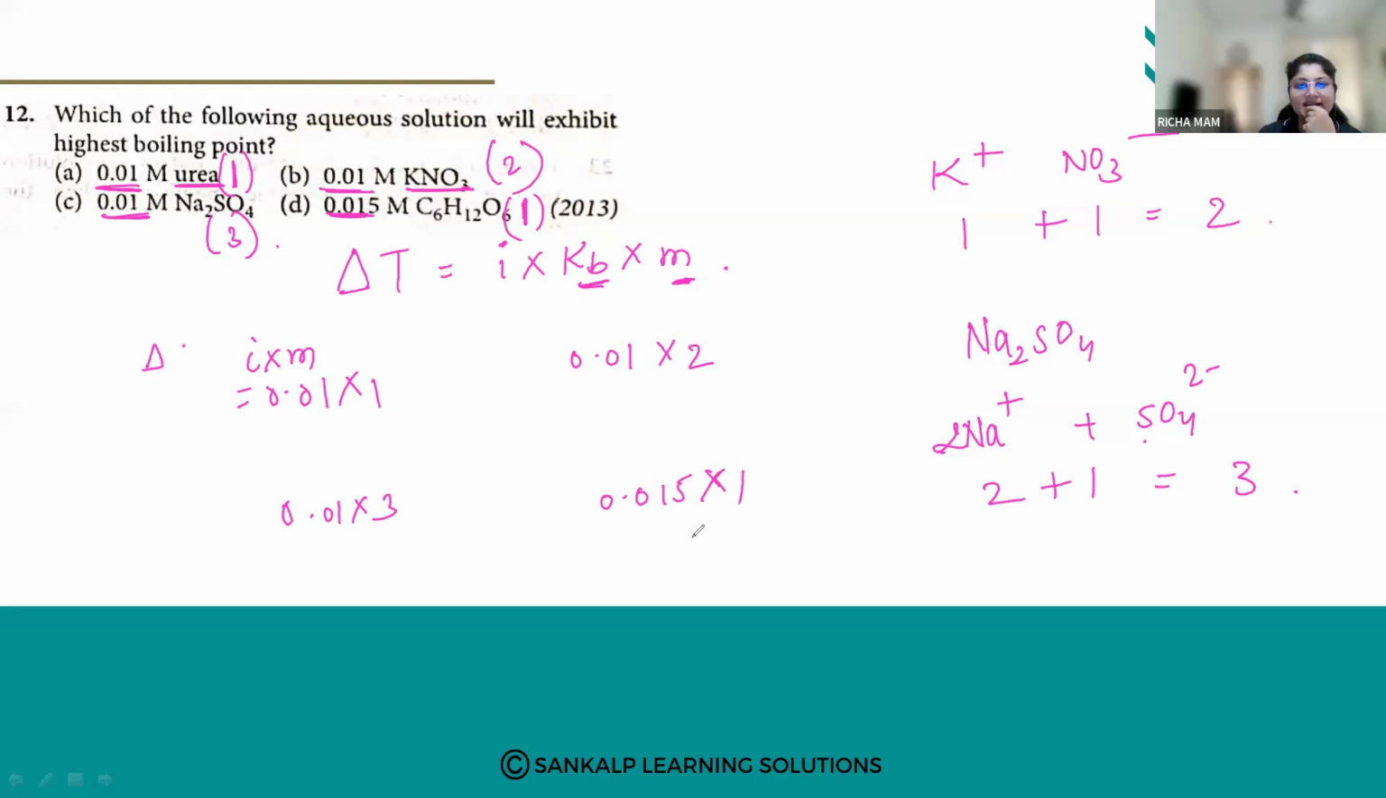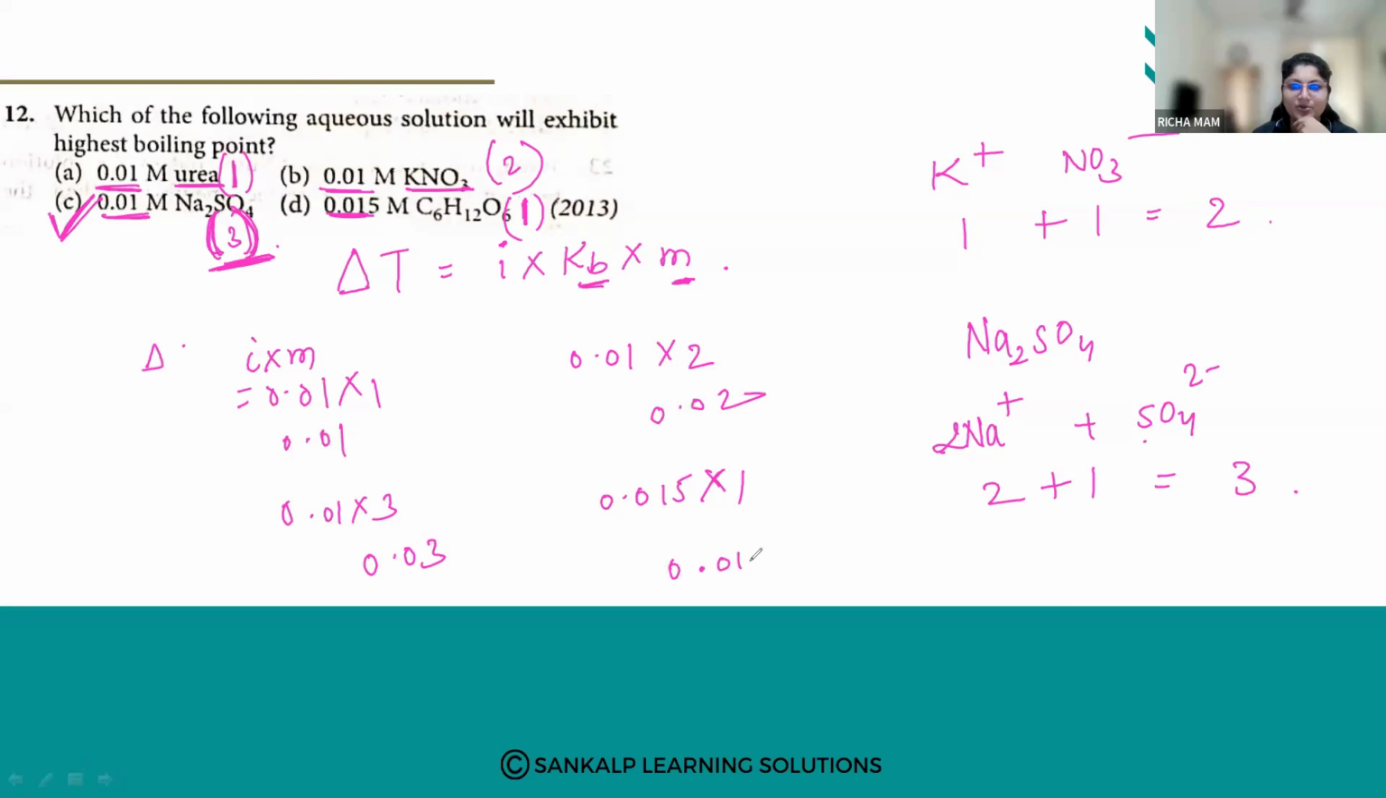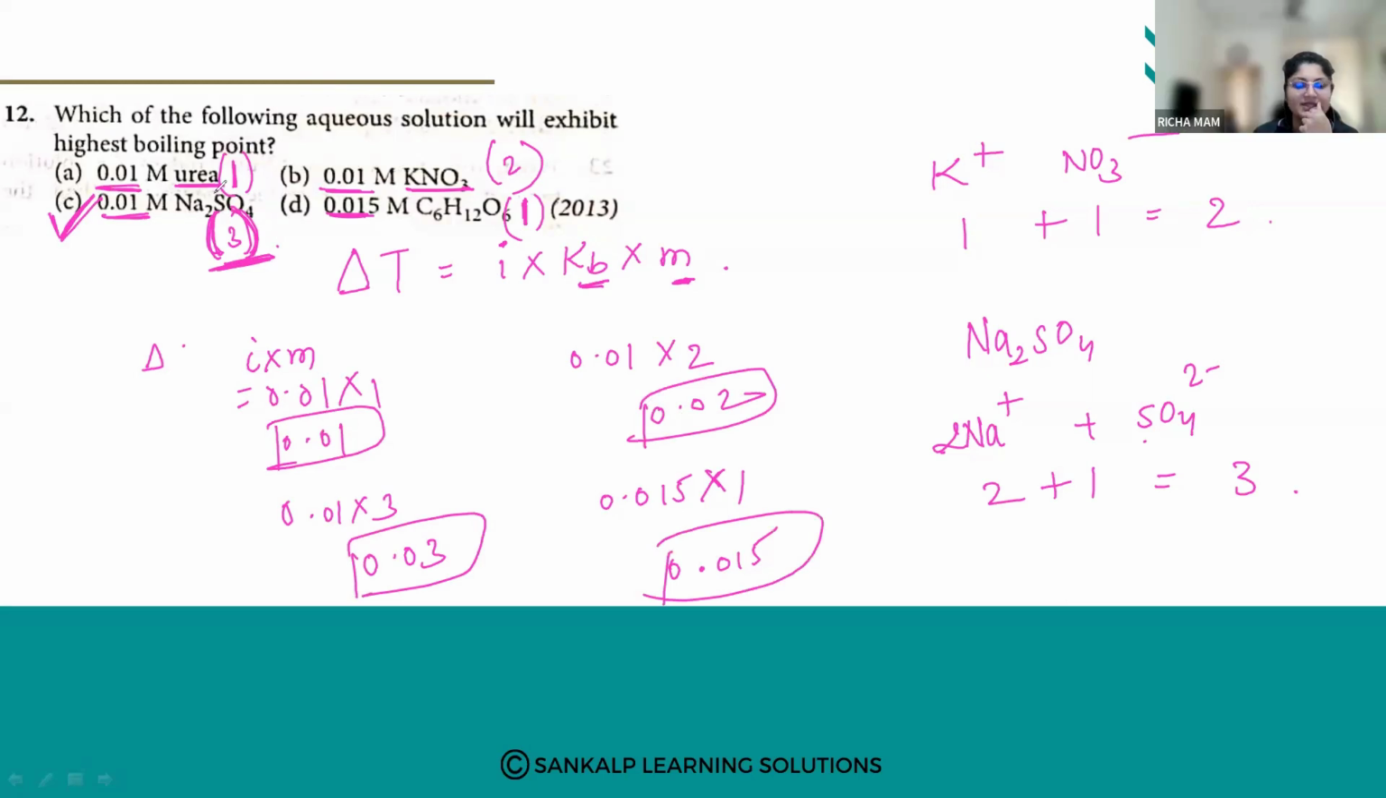Which is highest? The number of ions is of C, right? Na2SO4. So that only should come highest. 0.01 into 3 will be 0.03. This is 0.02. This is 0.01. This is 0.015. So which is highest? 0.03. Okay, option number C.